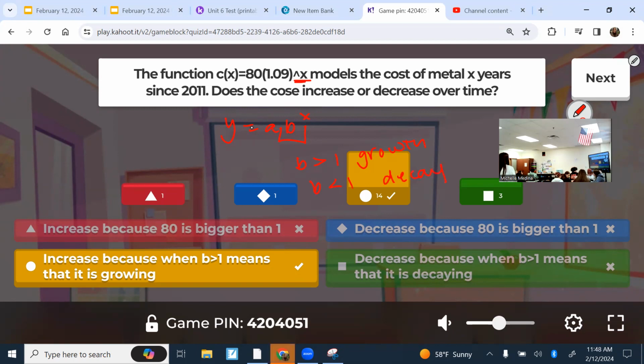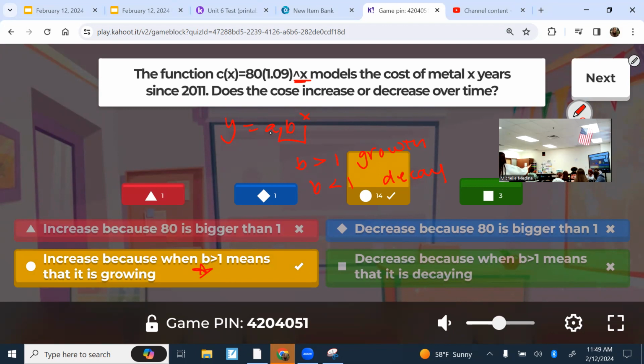Of course, there are some exceptions to that rule, like when a is negative, but in our real world situations, your a is not going to be negative. So it's going to increase for this reason, not because 80 is bigger than 1, the initial amount doesn't matter. But you do need to justify, so don't forget that part tomorrow, the justification. If tomorrow all you told me was that it's increasing, even though you're right, you would get a 2 out of 5. So you need to justify it in some way.